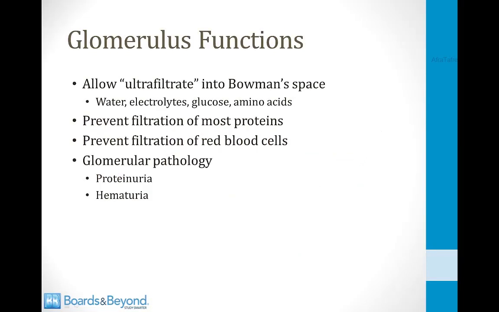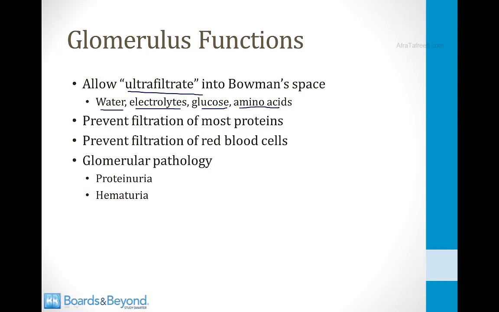So before we can talk about diseases of the glomerulus, we need to talk about what the glomerulus is supposed to do under normal conditions. So the glomerulus's job is to allow ultrafiltrate into Bowman space. So what is ultrafiltrate? That's water, electrolytes, glucose, and amino acids, all the things that the kidney wants to allow into the nephron so that they can then control how much it absorbs or excretes.